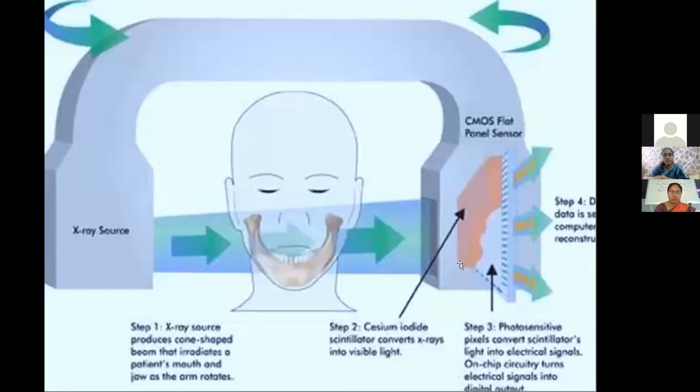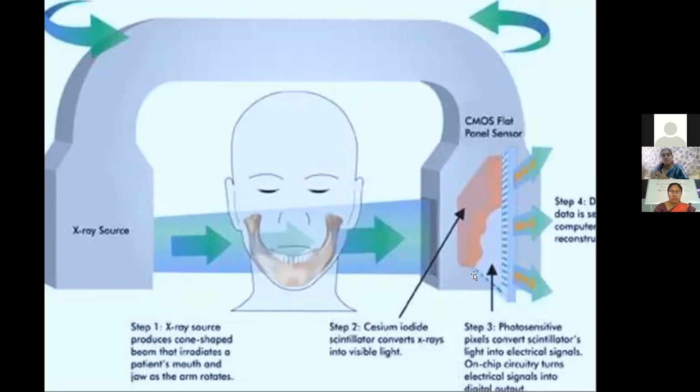Detector, or it could be a charged coupled device. What happens is this X radiation is converted into visible light, and the cesium iodide crystals present in this 2D detector, because they are photosensitive, convert this visible light into electrical signals. So this is the process of CBCT.